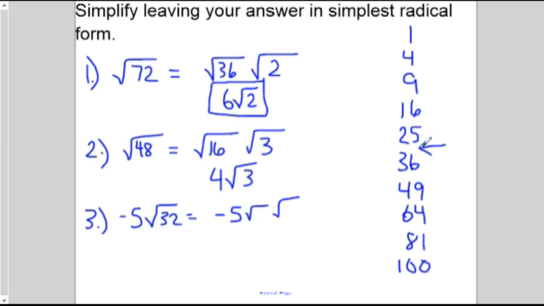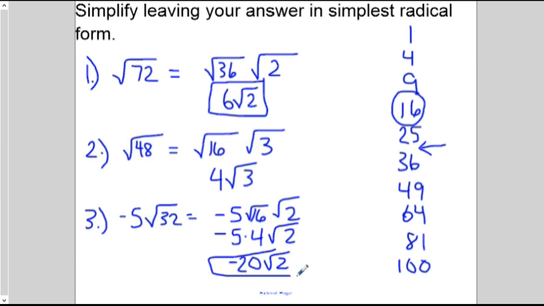32 would be between 25 and 36. Work up your list. 25 does not divide into 32 evenly, but 16 does. So 16 is the largest. 16 times 2 gives us 32. Now, between this negative 5 and the radical is multiplication. Square root of 16, just like we did in the other problems, you take the square root of the perfect square. The square root of 16 is 4. I leave the radical 2. Negative 5 times 4 is negative 20. And I leave radical 2. And there's your answer.